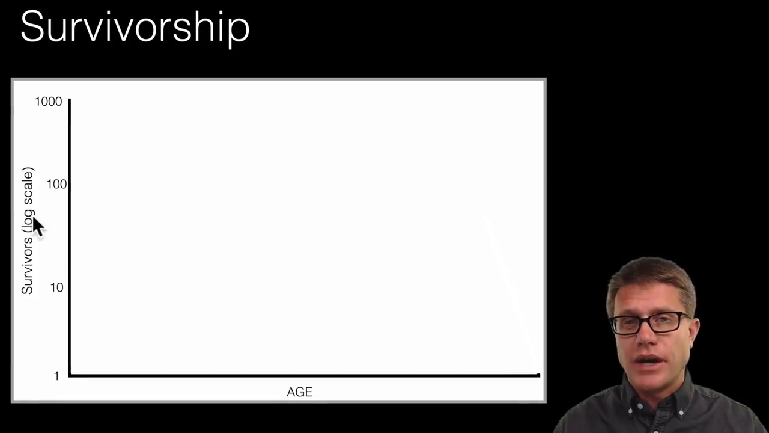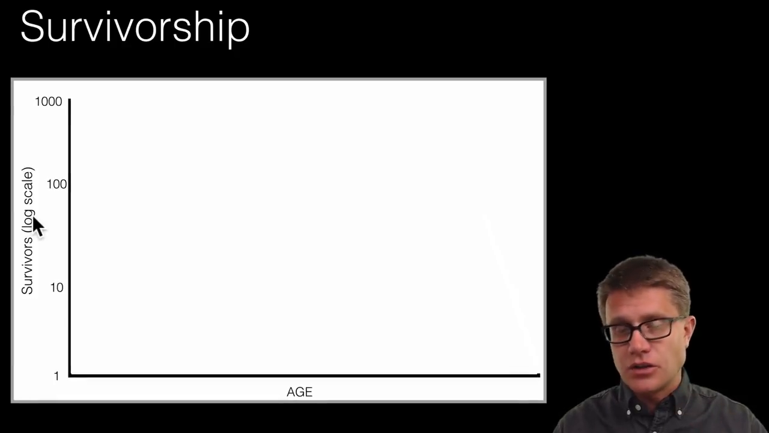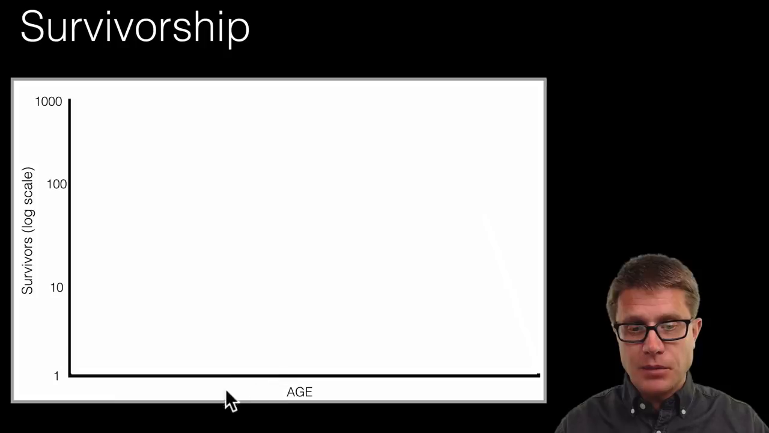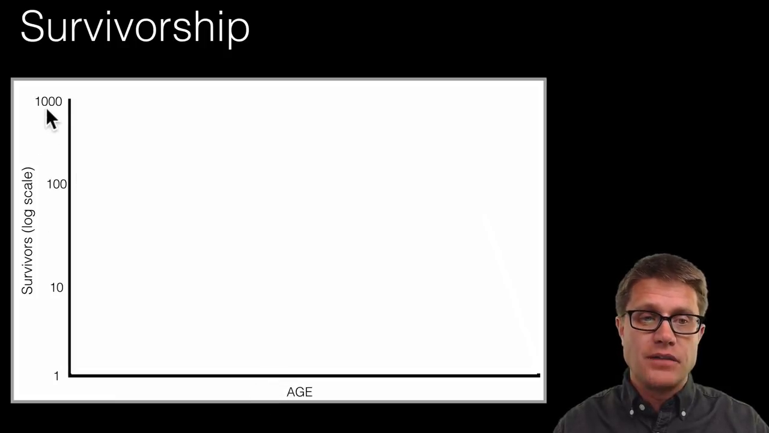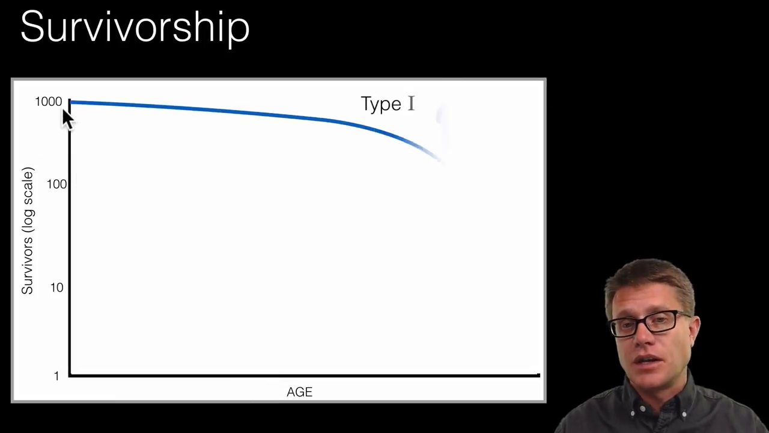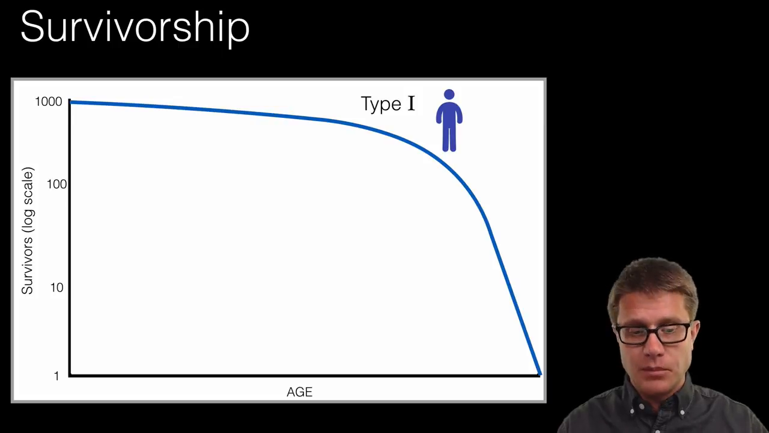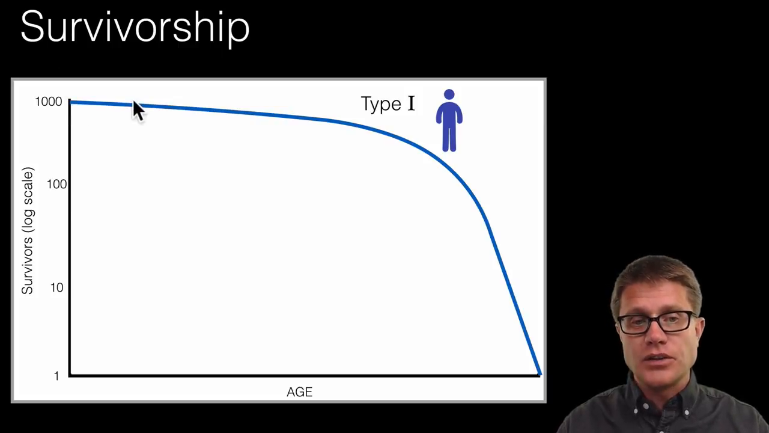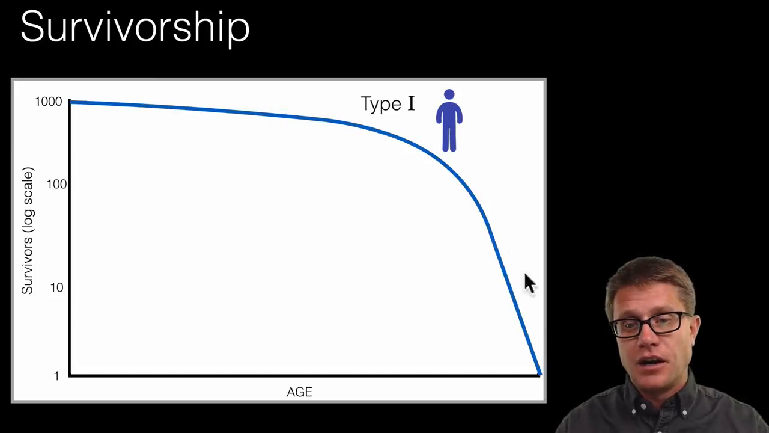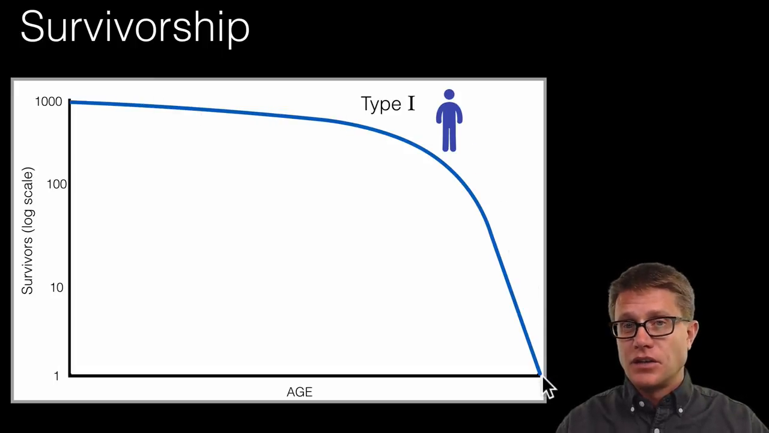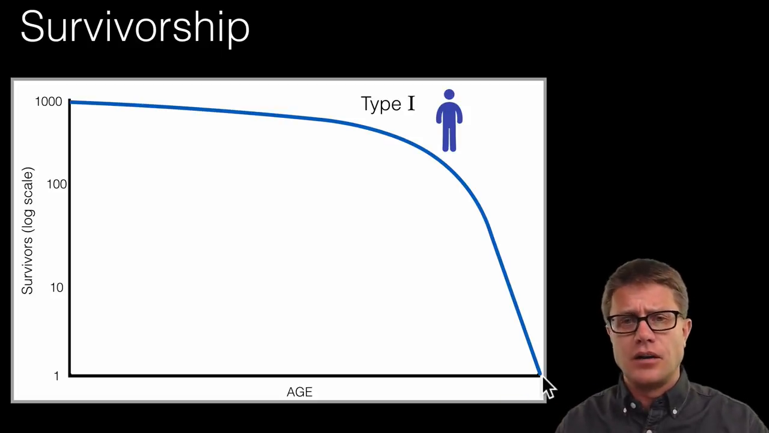Now, a way to look at which strategy species are using is figuring out their survivorship. We have time on the bottom, and then we have the survivors on the side. If we look at humans as a type 1 survivorship curve, what that means is when we're born, almost all of the humans survive, and then throughout their lifetime, they all die right at the end. We give a lot of parental care to our offspring, almost all of them survive, and then when we get into our 80s, 90s, we all die off.